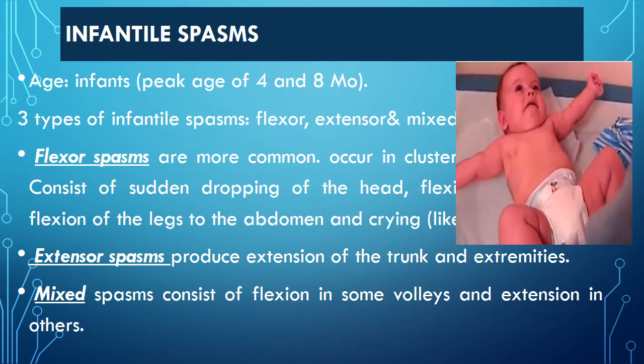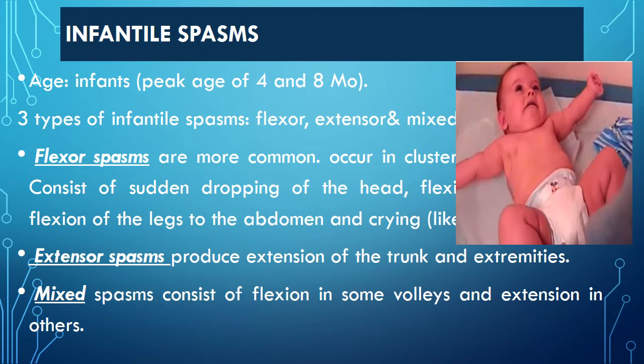Infantile spasm is a type of generalized seizure that occurs in infants. The peak age is around 4 to 8 months of age. There are 3 types of infantile spasm. The flexor type, like we have seen in the video, looks like a colic because the infant usually flexes his lower limbs and upper limbs towards his abdomen.